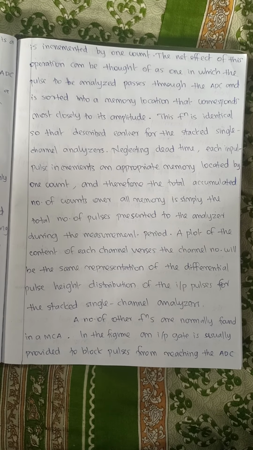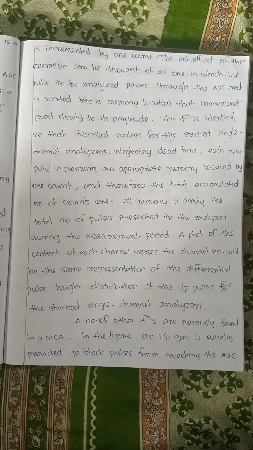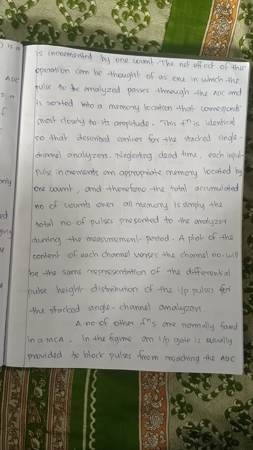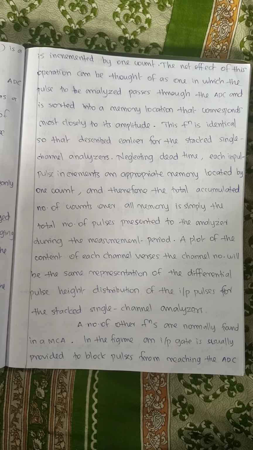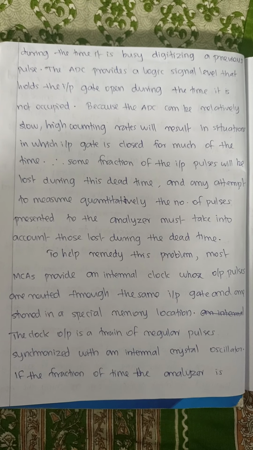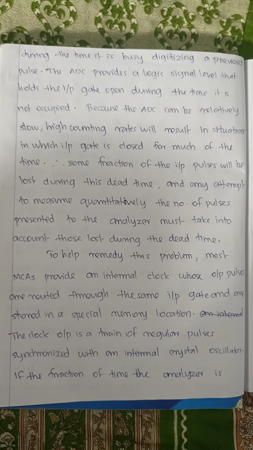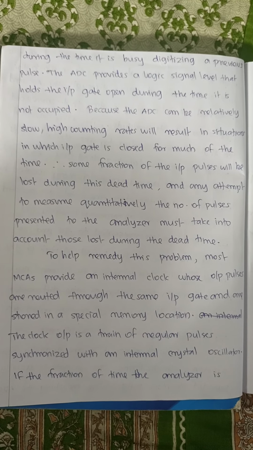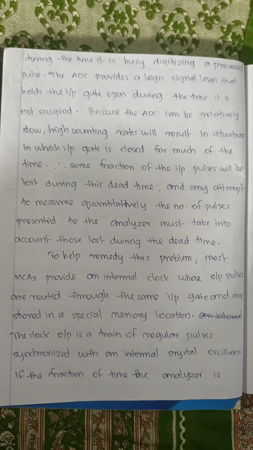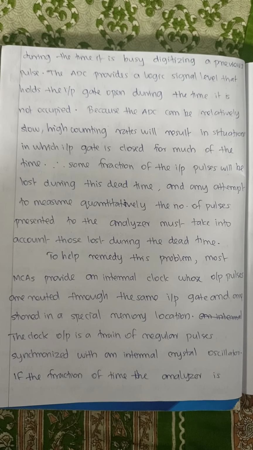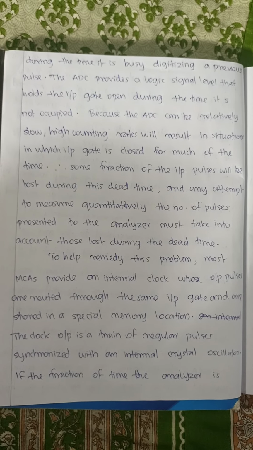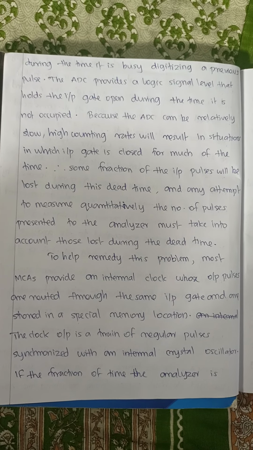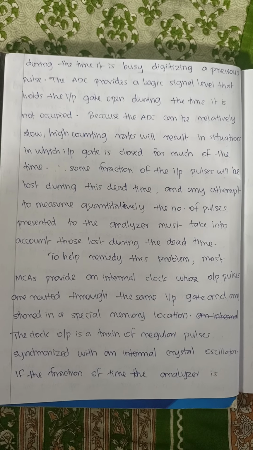A number of other functions are normally found in an MCA. In the figure, an input gate is usually provided to block pulses from reaching the ADC during the time it is busy digitizing a previous pulse. The ADC provides a logic signal level that holds the input gate open during the time it is not occupied. Because the ADC can be relatively slow, high counting rates will result in situations in which the input gate is closed for much of the time.